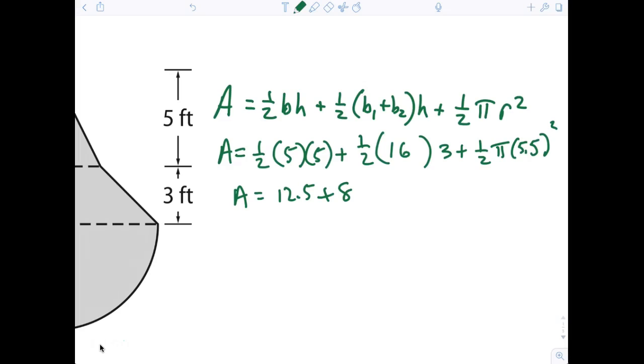Uh-oh, I forgot to multiply that by 3. All right, so now everybody can type that into your calculator. Pi times 5.5 squared. So your area is approximately 84. Let's round to the nearest tenth, is what they're saying. Everybody's got to be doing this on the calculator now. So you're doing 12.5 plus 24 plus 1/2 times pi times 5.5 squared. Type it straight into the calculator.